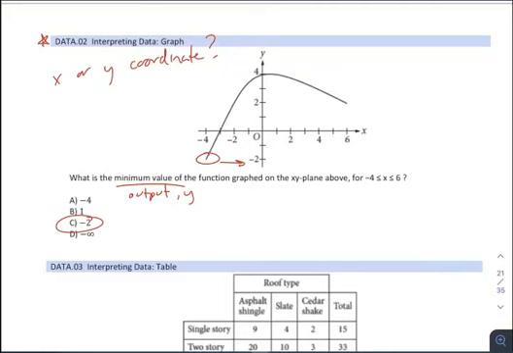Okay. The lowest x value, the inputs, would be at what value is the minimum of this graph, then that would be the x coordinate.